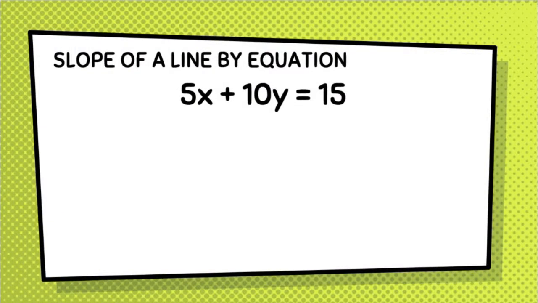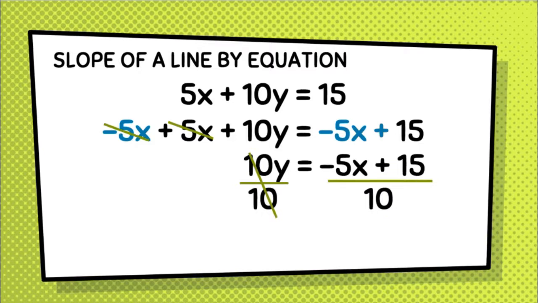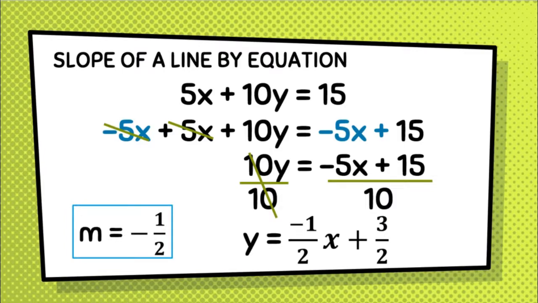5x plus 10y equals 15. The inverse of positive 5x is negative 5x. We will add that on both sides. Cancel. We will have 10y equals negative 5x plus 15. Since we still have a numerical coefficient in our y, we will divide both sides by 10 and then cancel. We will have y equals negative 1 over 2x, because the lowest term of 5 over 10 is 1/2, plus 15 over 10, which is 3/2. Therefore, from our slope-intercept form, our slope is negative 1/2.